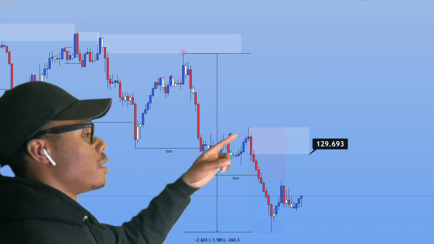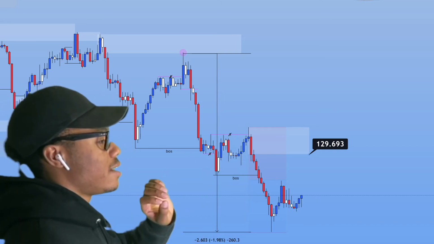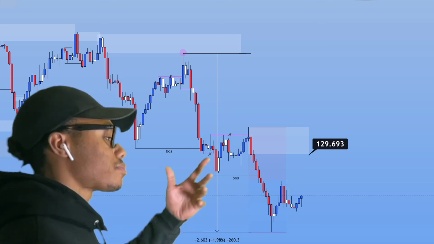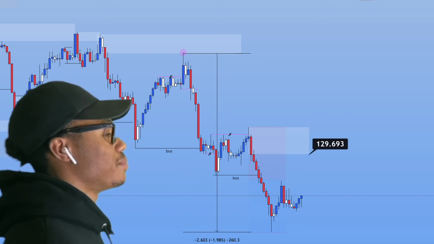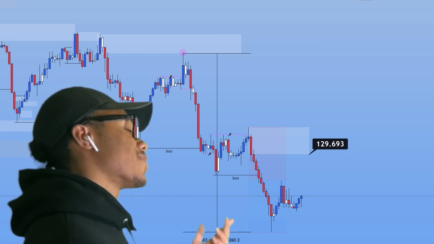All right. So this area here, go ahead and put it inside of your notes on your charts, whatever you need to do. And let's see how price respects when it pulls back into that region. All right. Let's go ahead and hop into the next pair.